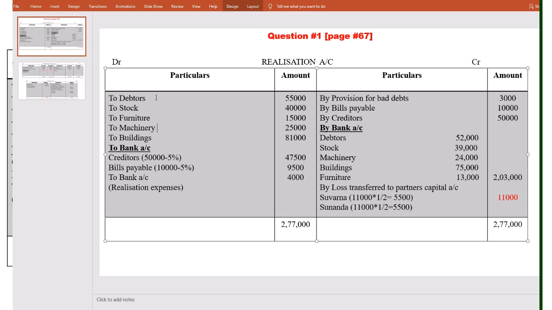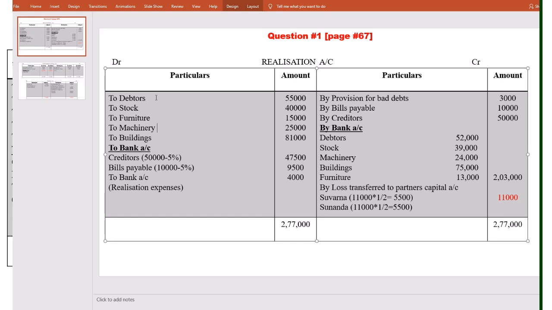Now starting with the problems, I have given the format for you related to the realization account, where it is not clearly shown what items will appear in the realization account. So with this problem you can clearly understand how we are going to prepare this realization account.